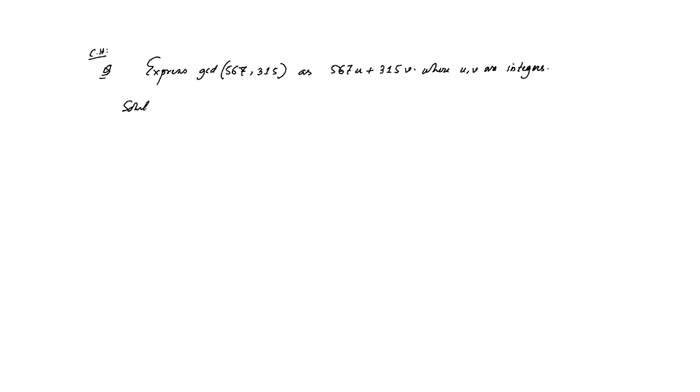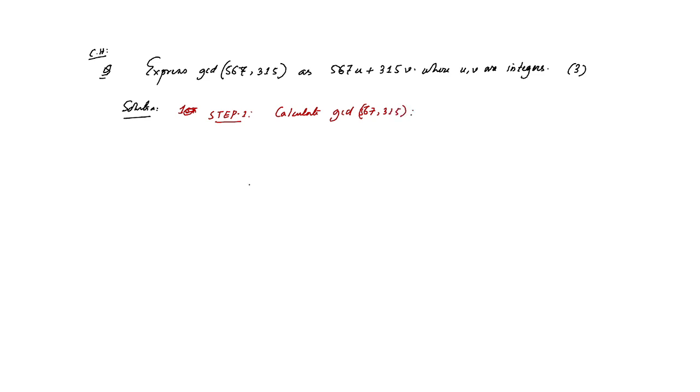How to solve this kind of problem? Again, the marks here are 3. Here, the first part is to calculate the GCD. So step 1: first we will calculate the GCD of 567 and 315.